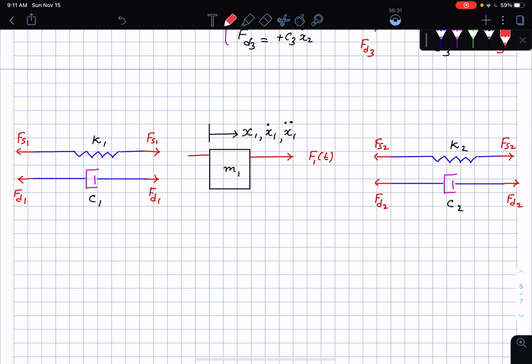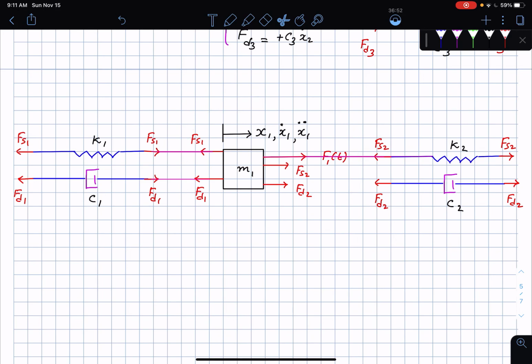Then I start writing all the forces. Here I'm going to have a force Fs1. Then I'm going to have the force Fd1. And then likewise here I'm going to have Fs2, which is equal and opposite to what I have drawn there. So this is Fs2, and then I'm going to have Fd2. Okay, this is the free body diagram of the mass.